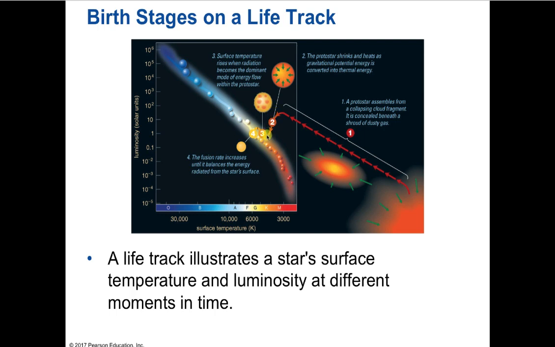And the star continues to travel to the left on this diagram, and it's continuing to contract. It's contracting the whole time. It's getting smaller the whole time. But the luminosity starts to increase now because it's getting hotter and hotter and hotter.